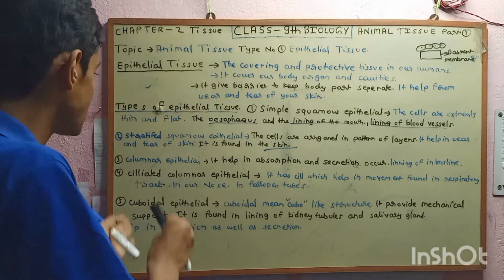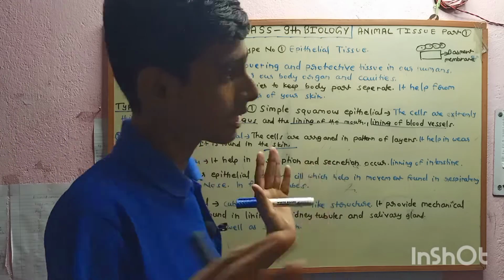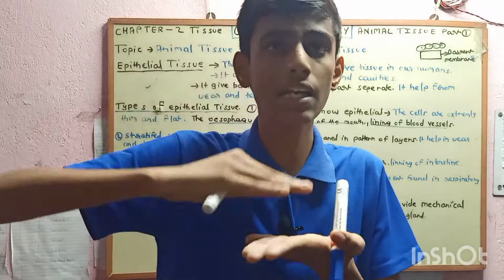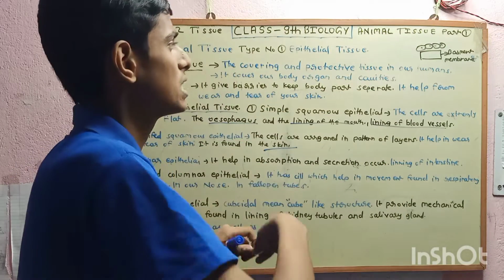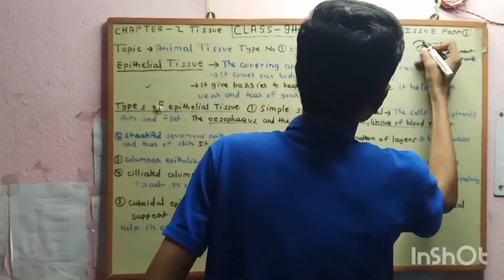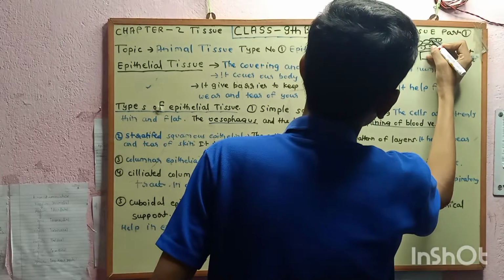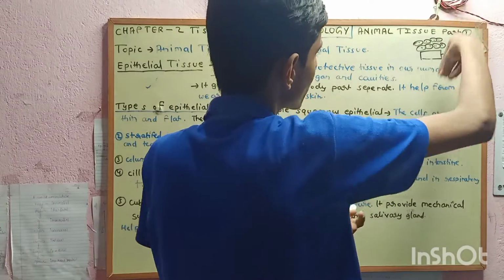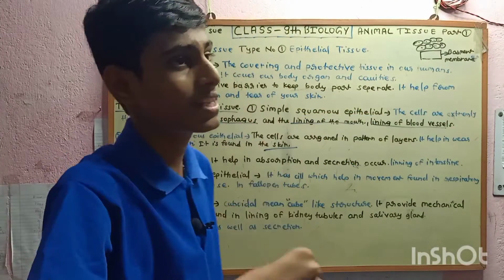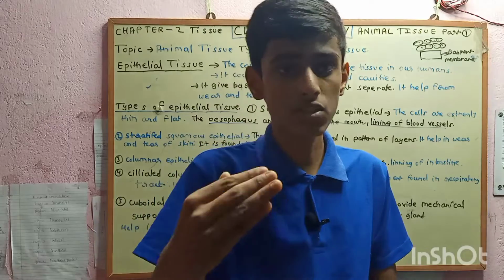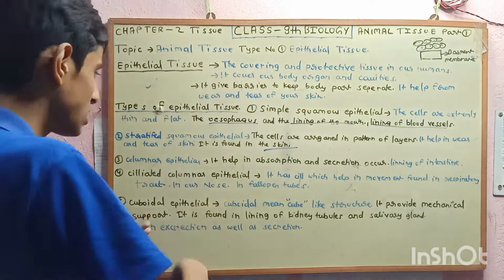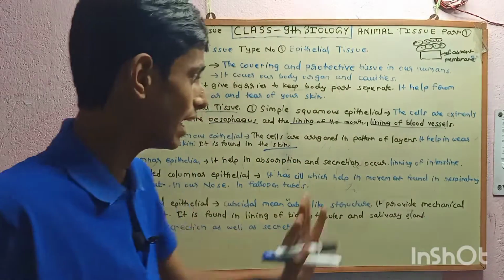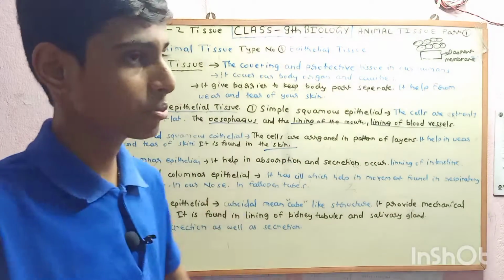The second one is stratified squamous epithelial. By the name we know, stratified means the cells are arranged layer by layer. This is simple. If you add layer by layer, these dots are the nuclei. If you arrange the dots layer by layer, then it is called stratified squamous epithelial, arranged in a pattern of layers, and it helps with wear and tear of the skin.